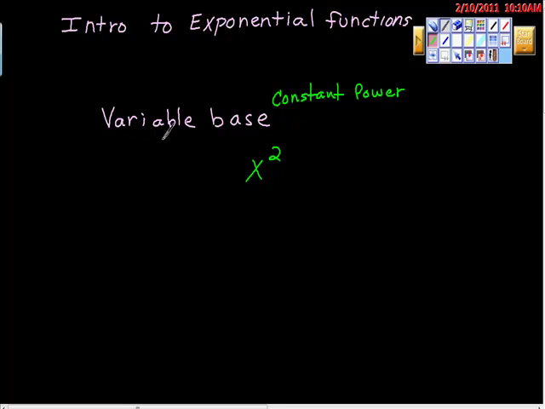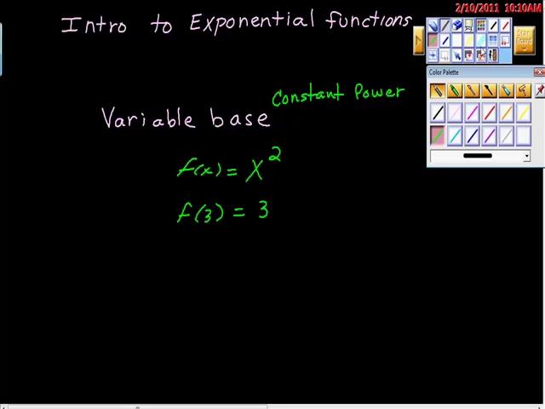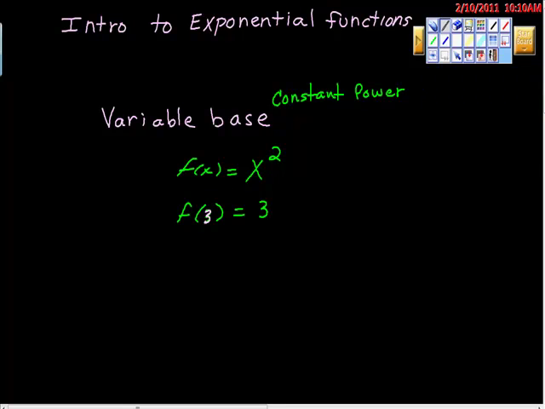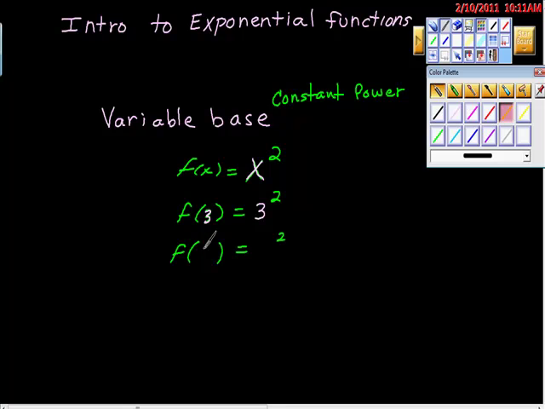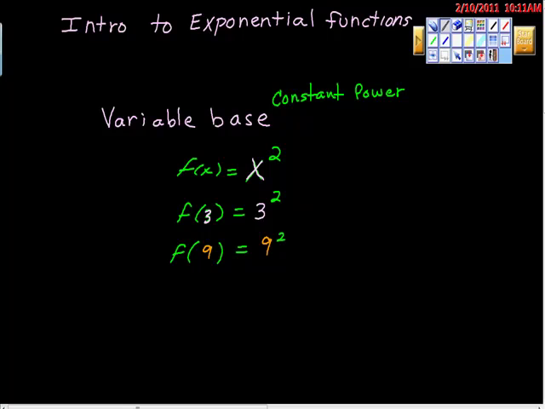We talk about here that the base is variable, so if this was f of x equals this, we could take f of 3. And f of 3 would be not x anymore, but 3 squared. Then f of 9 is 9 squared. So what's changing? The base is changing. That's the variable part, is the base.